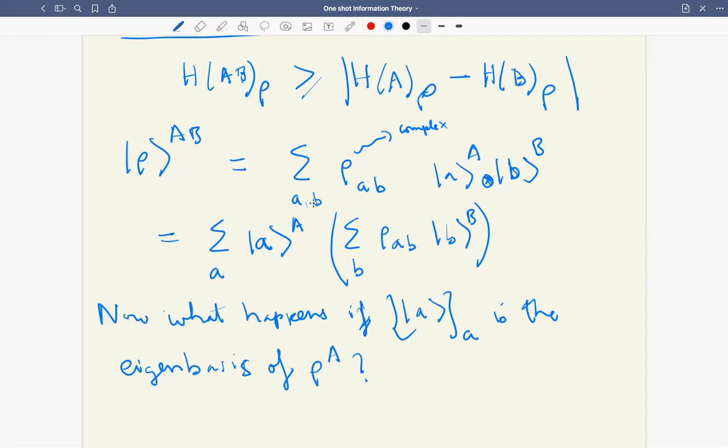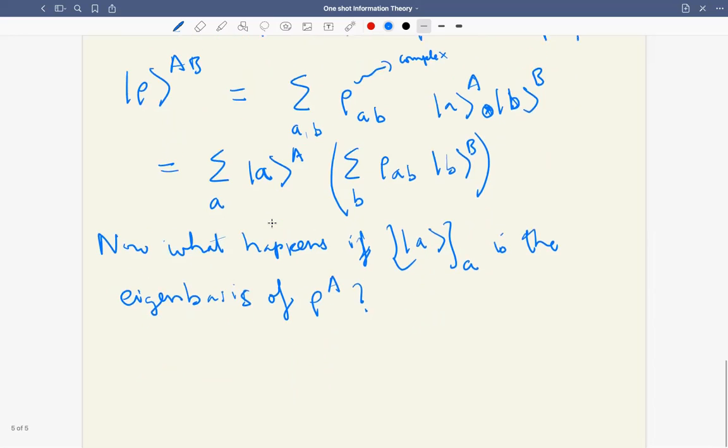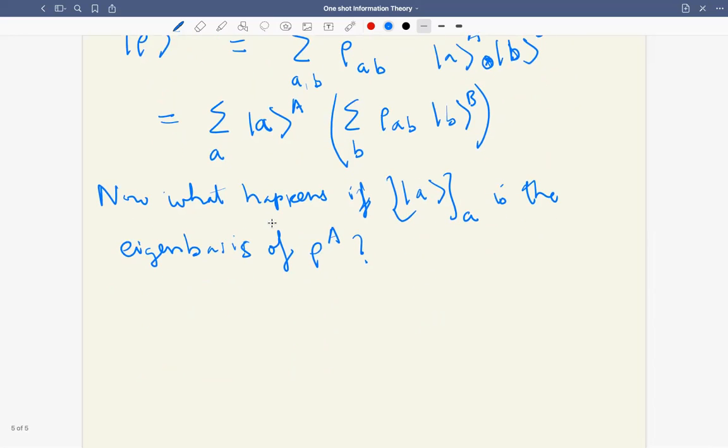So this is just an expression of the vector ket rho AB in terms of some orthonormal basis of A that I fixed once and for all, and some orthonormal basis for B that I fixed once and for all. So after I fix it, I can write it this way. Now my question is, what happens if this choice of orthonormal basis that I've done for A happens to be the eigenbasis of rho A? So here is where something beautiful happens.